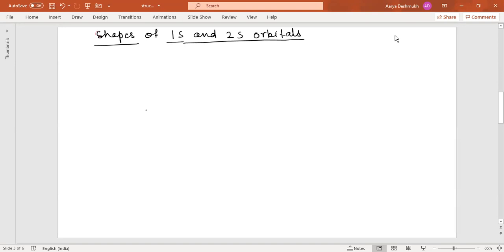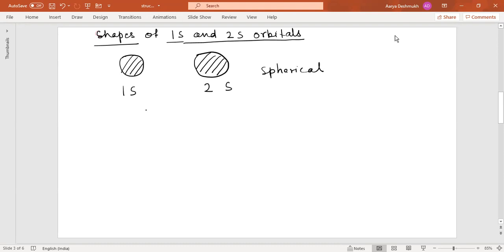Now this 1s orbital, you can draw this way, which is spherical in shape, okay? And this is a 1s, a little bigger than this, you can draw. This will be the 2s orbital. Both 1s and 2s are spherical in shape, okay?